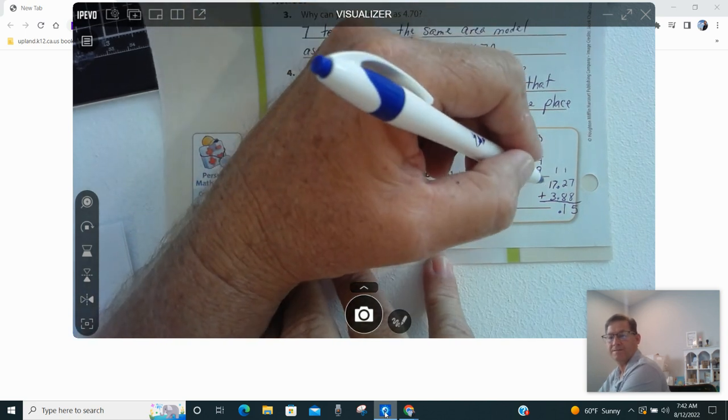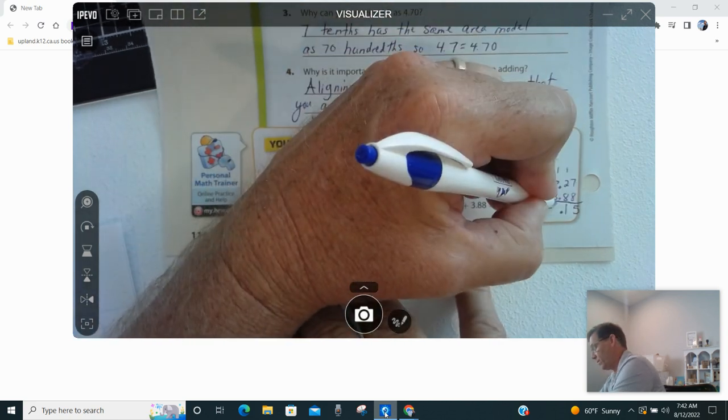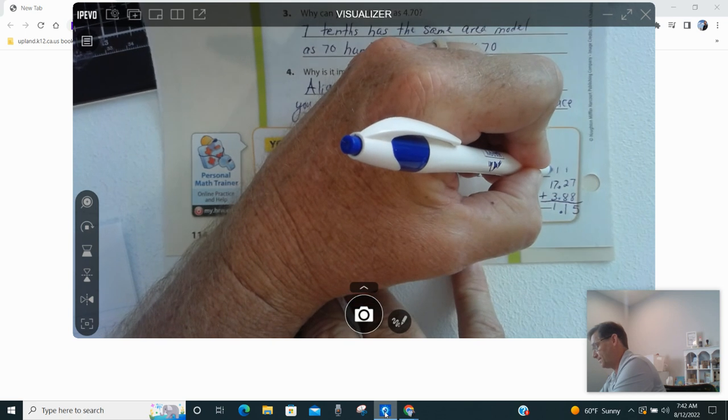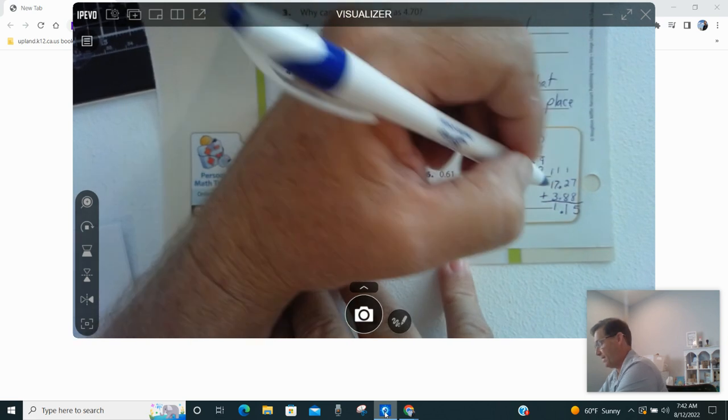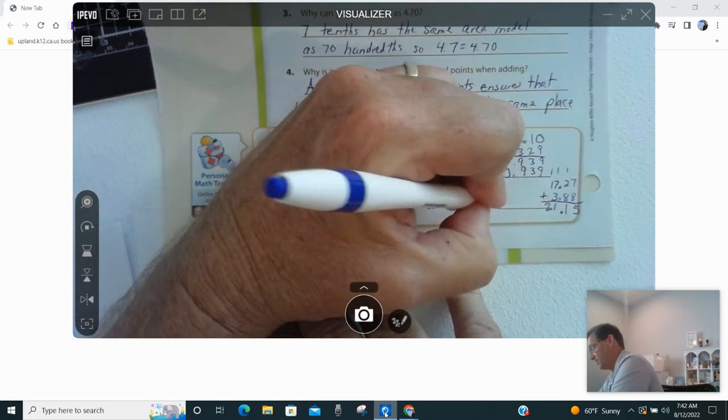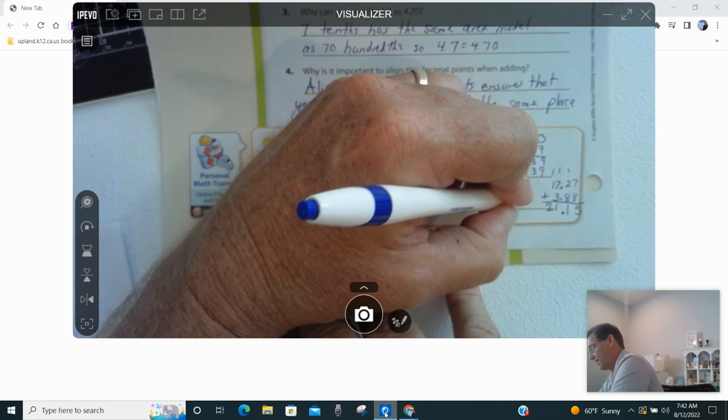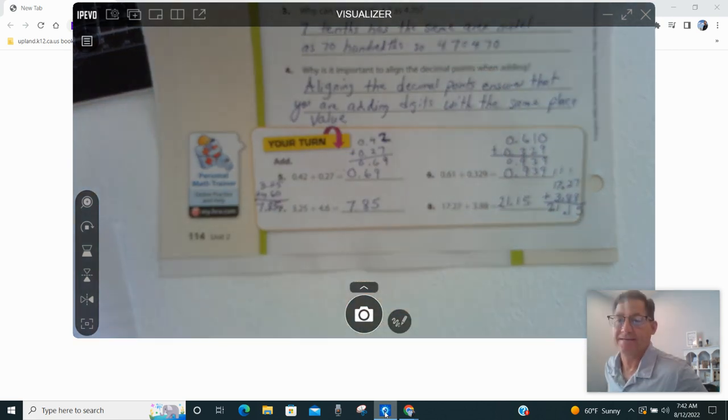7 plus 3 ones is 10 ones, plus the regrouped 1 is 11 ones. We'll regroup that as 1 ten and 1 one. And 1 ten plus 1 ten is 2 tens. So 21 and 15 hundredths.